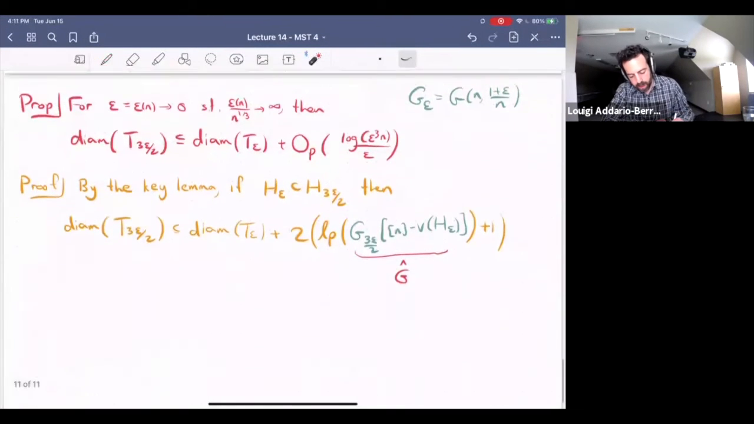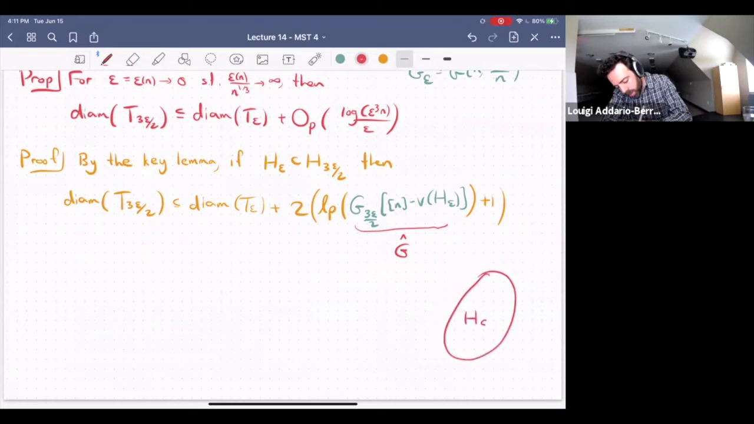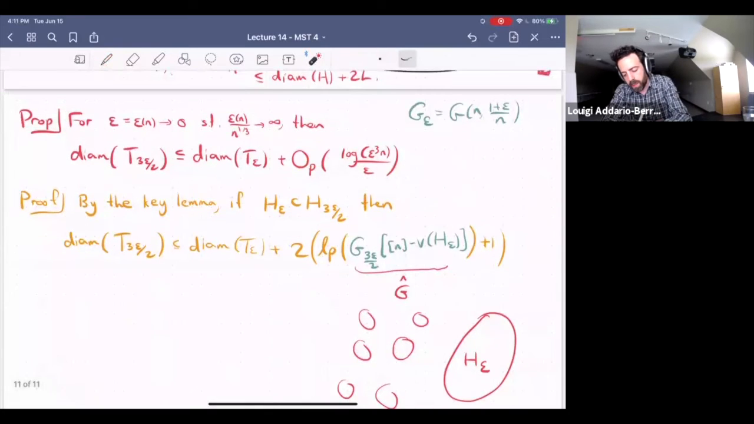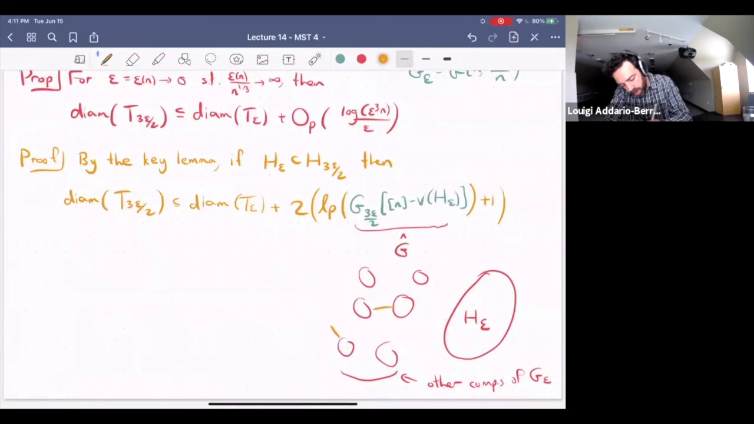Right. So maybe a little picture is in order. We've got our component H epsilon. We think about removing it, and now there are all these other components of G epsilon. But then we increase epsilon, we increase the value p from 1 plus epsilon over n to 1 plus 3 halves epsilon over n. And so some new edges come along and join up some of these components over here.